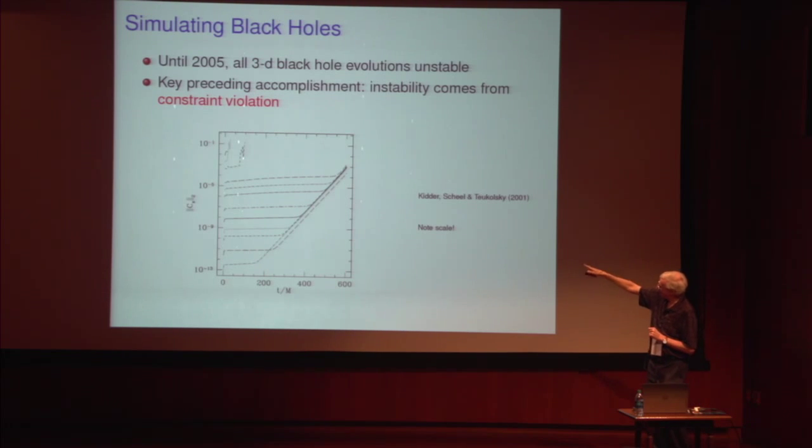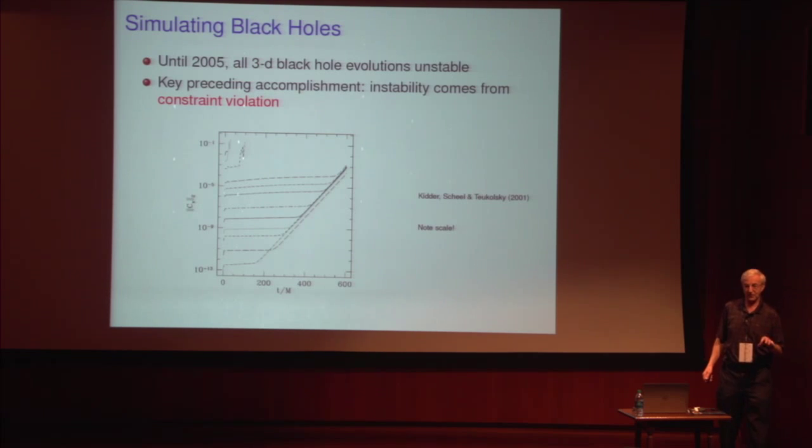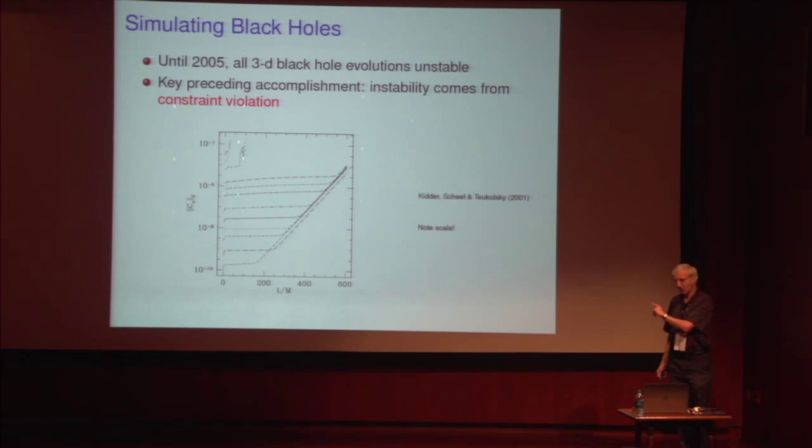And if you extrapolate that back to t equal to 0, you'll see it intersects the axis at 10 to the minus 16, which is exactly numerical precision on a computer. So what this is saying is the cause of the problem is that you are trying to solve a mathematically ill-posed problem. Even a 10 to the minus 16 error at t equal to 0 will grow exponentially fast and lead to a blow-up. Okay?